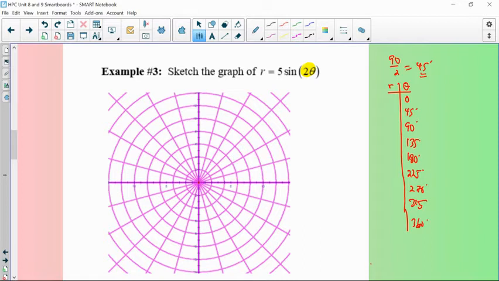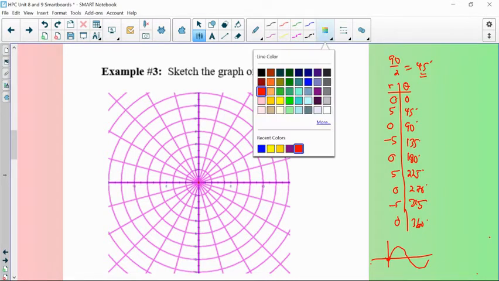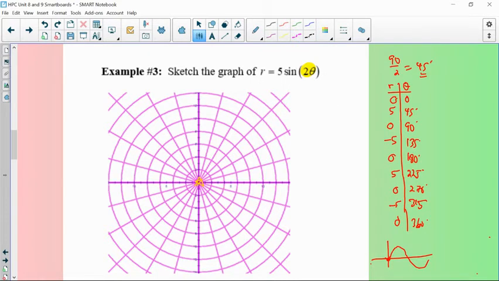Now, remember that sine of 0 is 0. So we're starting at the equilibrium. So at 0, I have a radius of 0. At 45 degrees, that's 45 times 2 is 90, I'm going to give the highest point, which is 5. Then back to 0. Then I'm at negative 5. Then I'm back to 0. Then I'm at 5, back to 0, negative 5, back to 0. Because sine of 0 is 0, we know we start at the origin. So put a little star there.